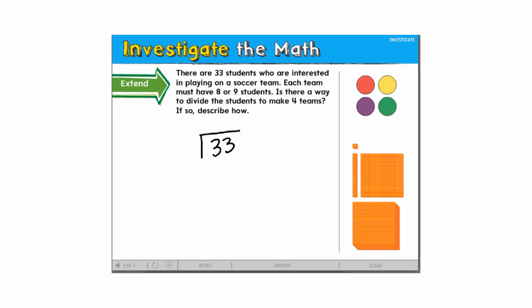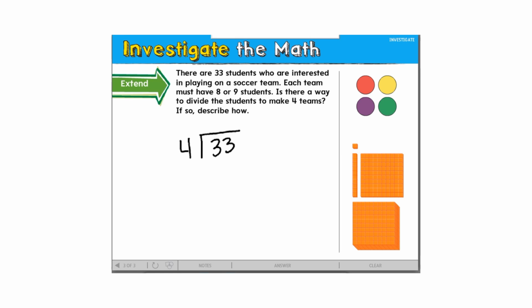Now, what would be the divisor, the number that would go outside the bar? Hold on. Let's answer this one first. Is there a way to divide the students to make 4 teams? 4 would be my divisor on the outside. So is there a way where you could get 8 or 9 people on a team? If so, describe how. So take a moment, think about it, write your answer on your whiteboard.